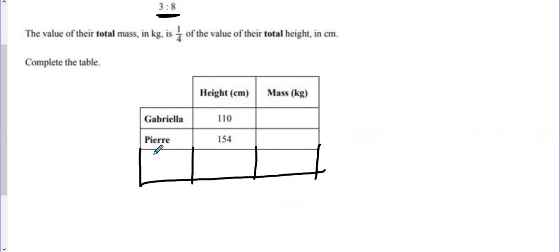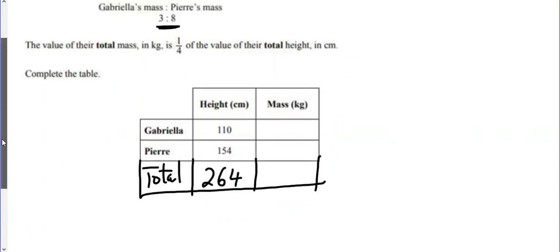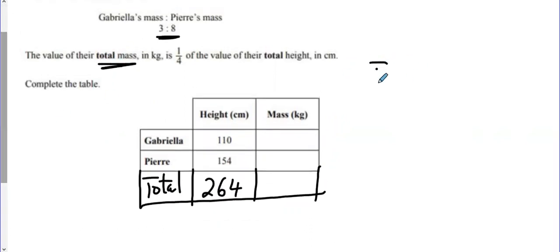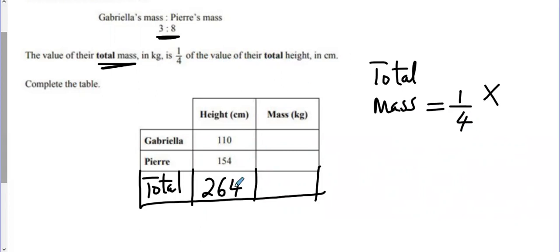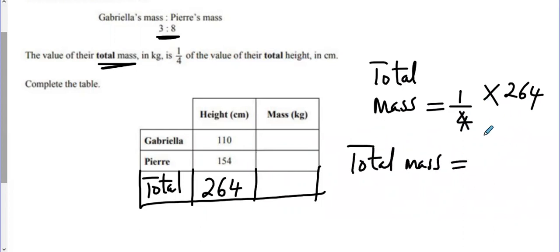Okay, so just find the total height. This will be 4, this will be 6, and this will be 264. So they are saying that the total mass is 1/4 of the value of their total height of 264. So when you simplify that, you're going to get total mass equals 264 by 4. This is 6, 24 down there. So that will be 66. So the total mass will be 66.